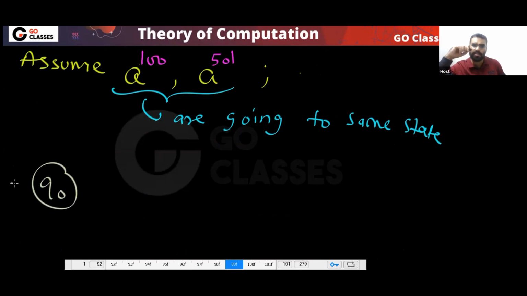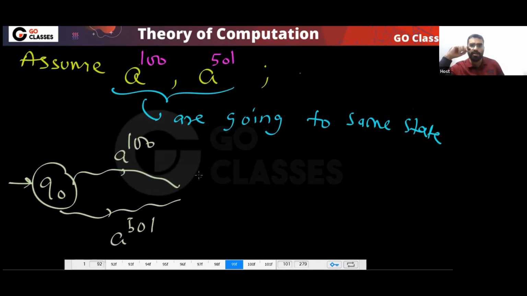From the initial state, they are going to the same state. This is what I'm assuming, because at least 2 people will go to the same state. So I'm assuming these 2 people are going to the same state.